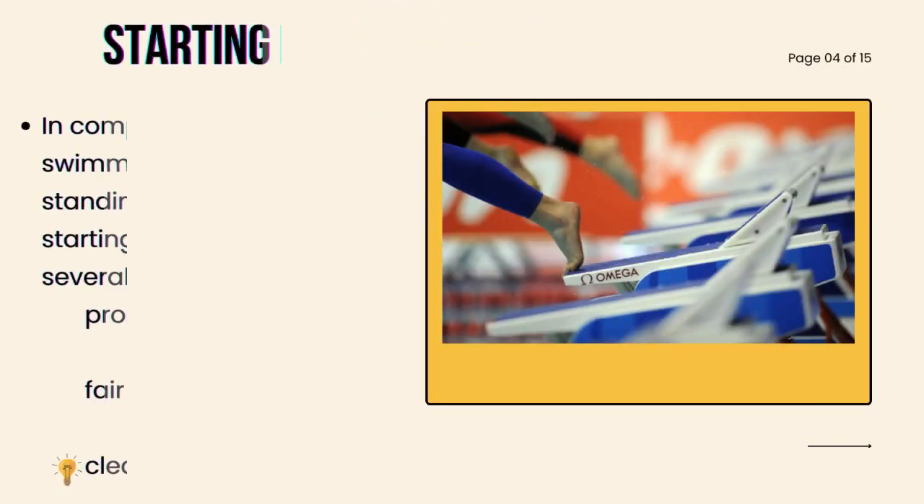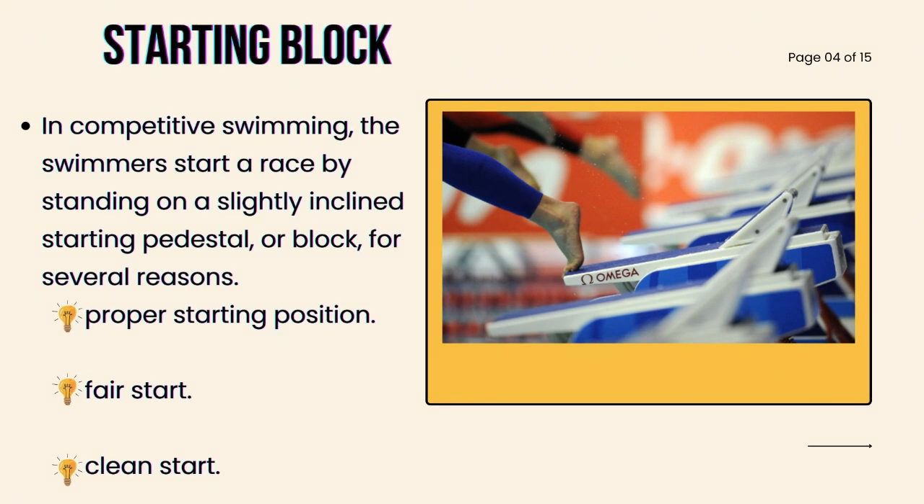So to answer this question, we need to know the purpose or the goal of the starting block. So in competitive swimming, the swimmer starts a race by standing on a slightly inclined starting pedestal or block for several reasons. The first one is proper starting position. The inclination of the block allows the swimmers to lean forward and get a better push off the block at the start of the race.